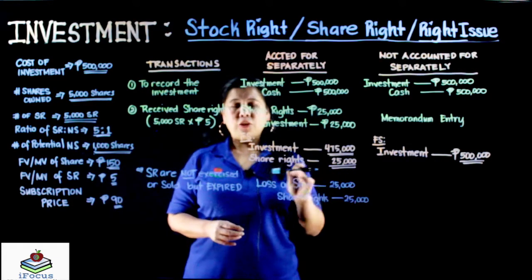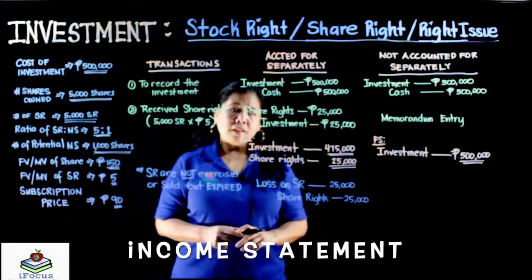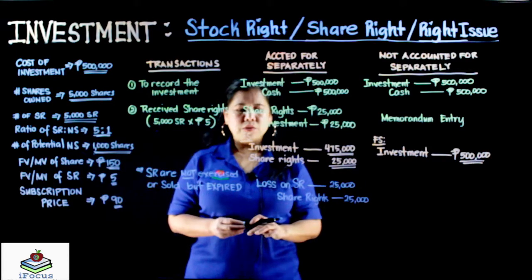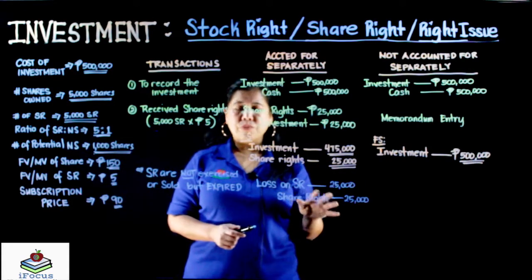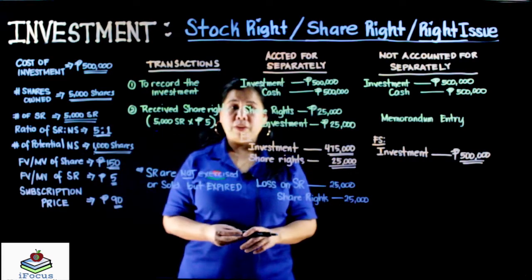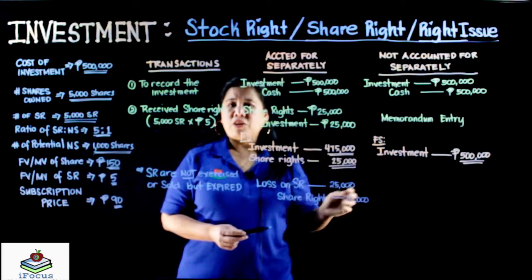At ang account na ito ay pinipresent sa ating income statement as our loss. And then, i-zero out na natin itong share rights natin na 25,000. So, we credit our share rights of 25,000. Dahil worthless na siya, hindi mo na siya magagamit kapag na-expire na siya, kapag beyond the expiration date na siya.